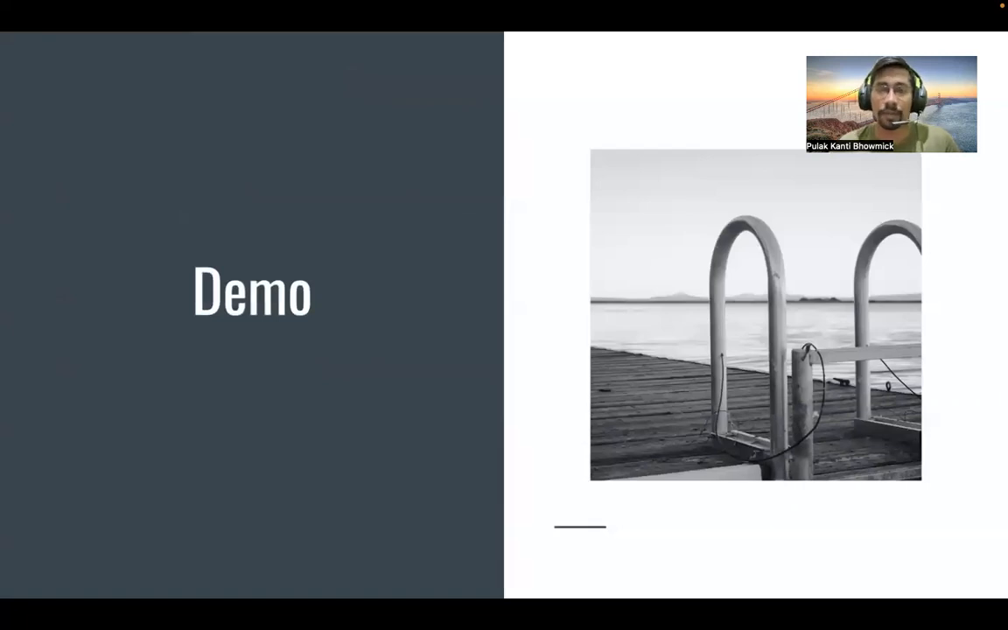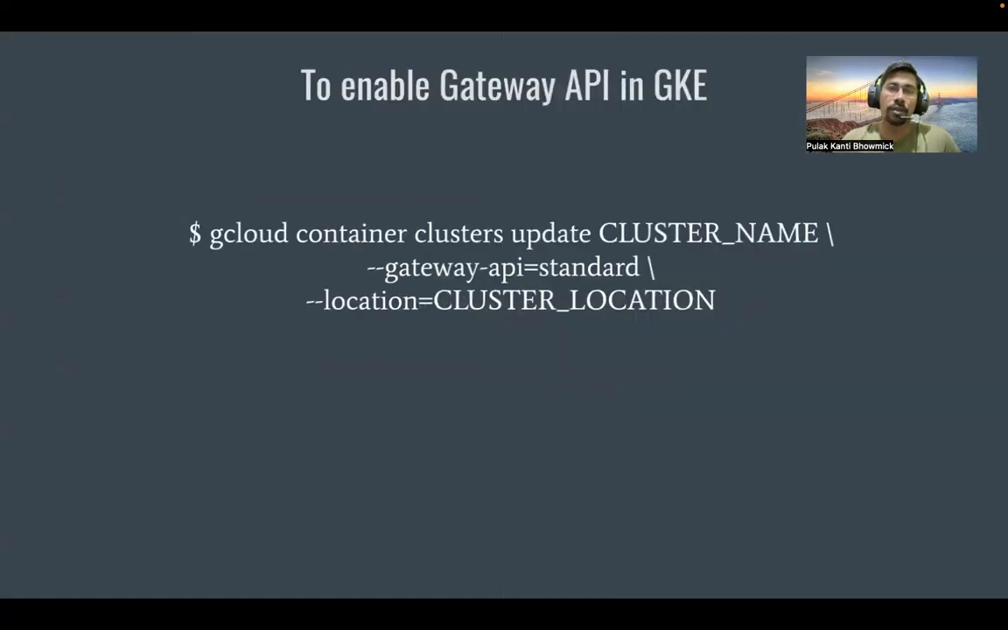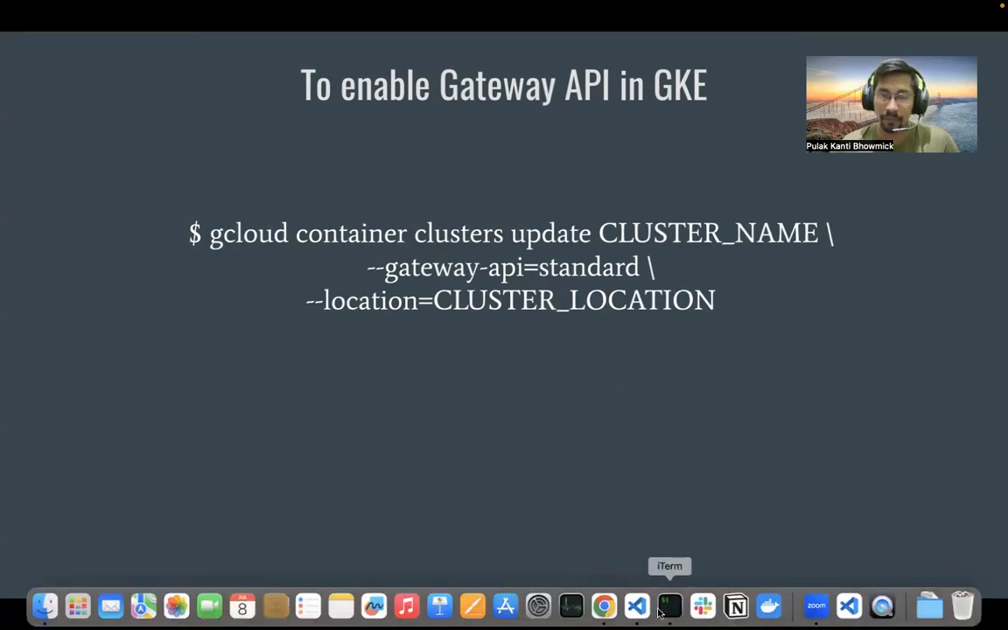So now let's see the demo. For the demo, I'm using a standard GKE cluster. By default, in a GKE cluster, the Gateway API is not enabled. To enable the Gateway API, you need to use the command that I have shown in the slide. So let's jump into our terminal. I have already enabled the Gateway API, so let's check the GatewayClasses.